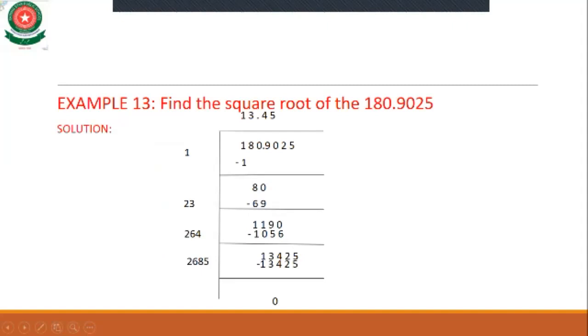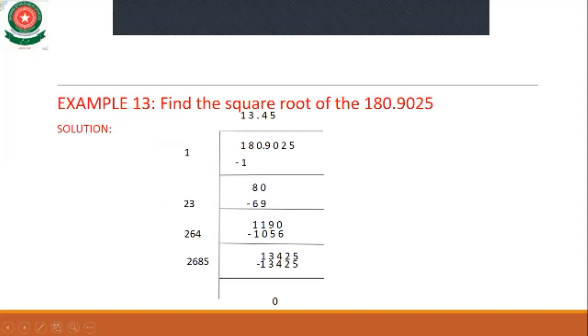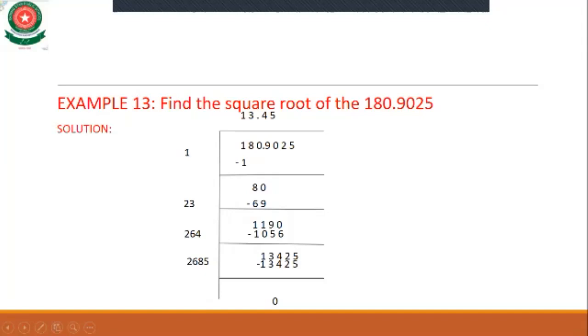Example 13 is: find the square root of 180.9025. 1 ones are 1, 1 multiplied by 1 is equal to 1. 1 minus 1 is 0. Next pair moves downward, 80. Now in the next step, as in the previous lecture where we used the long division method, this 1 is multiplied by 2.